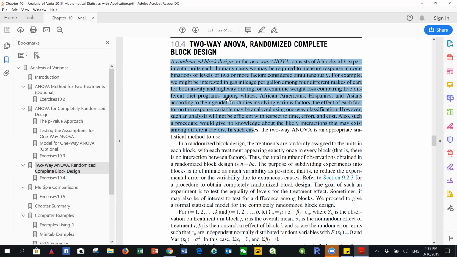And also the diet program among white, African American, and so forth, according to gender. Here is a different example: according to gender. So here the second factor, the block, is gender, and that also makes sense.